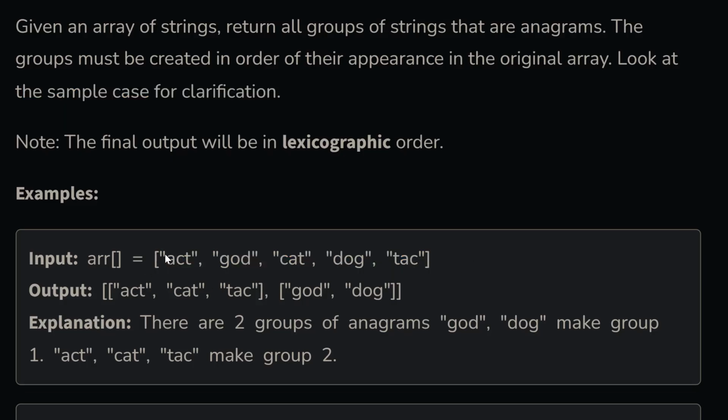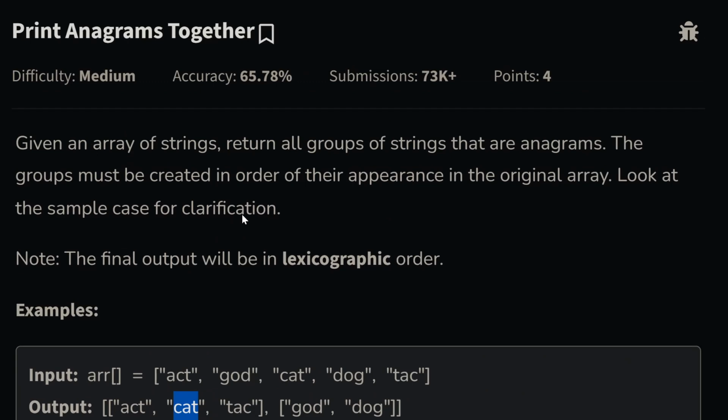We got this example, and ACT, then CAT is an anagram, then TAC is also an anagram. So these three strings must be in a single group. Then we get GOD, then DOG. So they go in a second group. And since the string ACT comes first, we have to put it at the zeroth index. Then we got CAT, so after ACT we have to put CAT. That's what this question says.